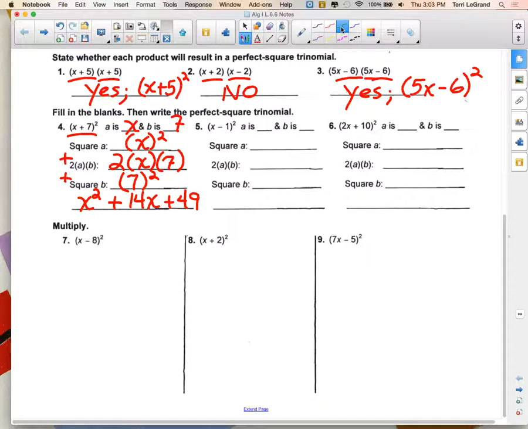Okay, let's look at number 5. What's our a value? X. What's our b value?